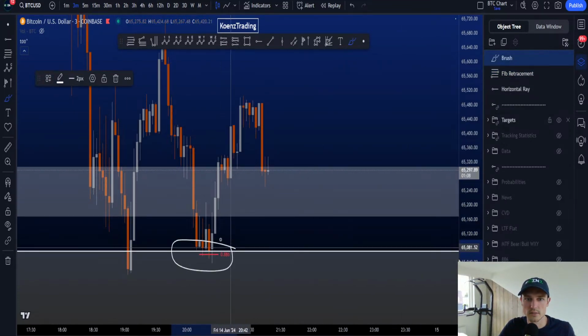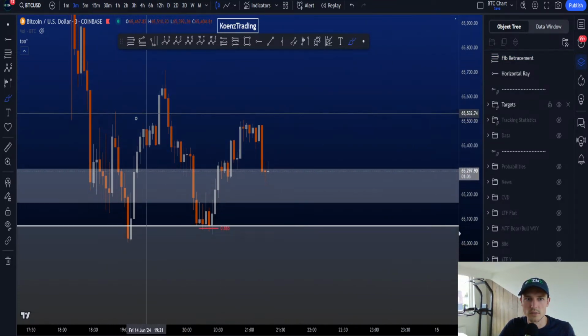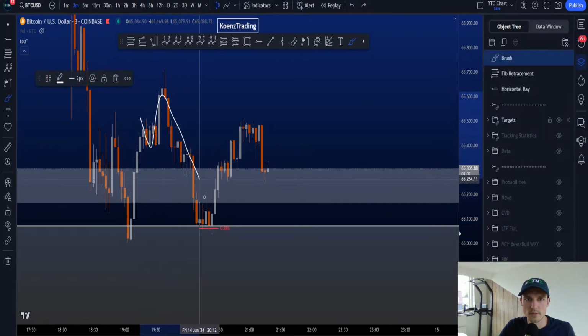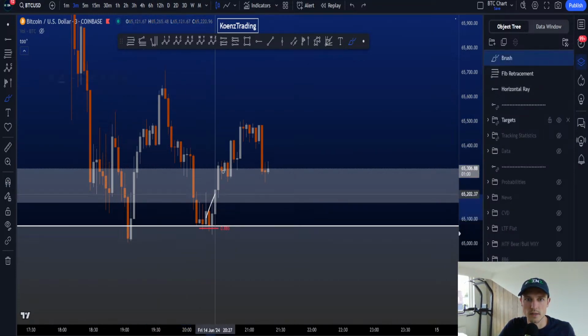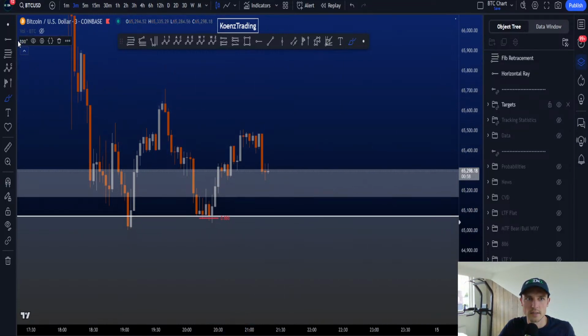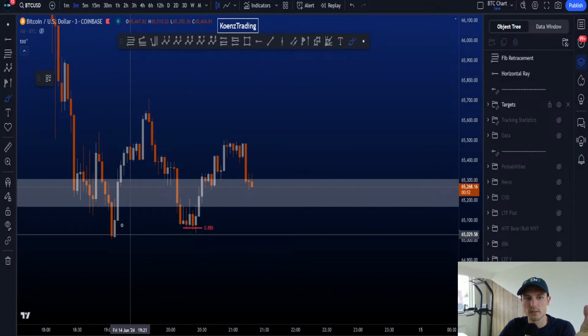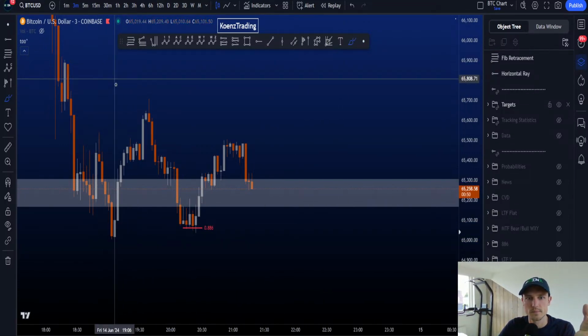At least that's nice. By the way, the reason I take it to this high is so that this is your impulse, A, B, C, and then new structure. So because we touched the 886 locally, the probabilities would be higher to still take this low. And then we're going to move below support again.